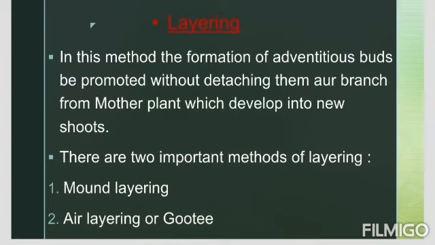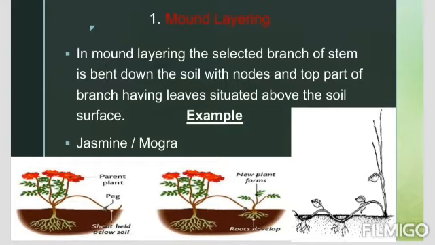Here comes the second method of artificial vegetative propagation: layering. Layering is a method in which a stem attached to the plant is bent and covered with soil. It can be done in two ways depending on the type and height of plants. Young stems that can be bent easily without any injury are the preferred plant for mound layering. This approach of growing plants is used for small and flexible non-woody plants, for example, jasmine or mogra.